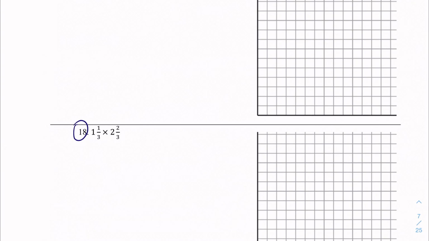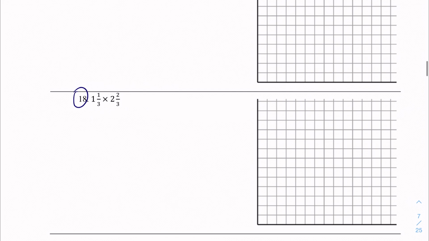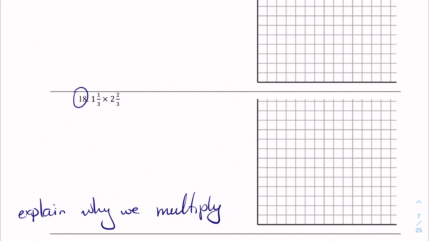So what I would like you to do when you're done with this is explain why we multiply the numerators and denominators. Why do we do that? Why does it make sense to do that? Right? And what we need to do is use a drawing for this.